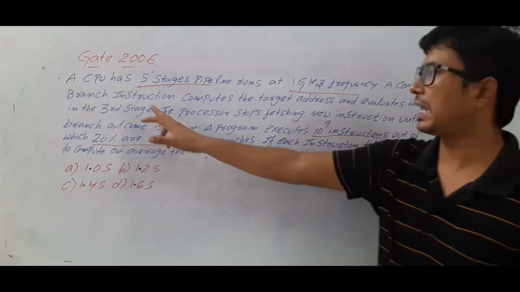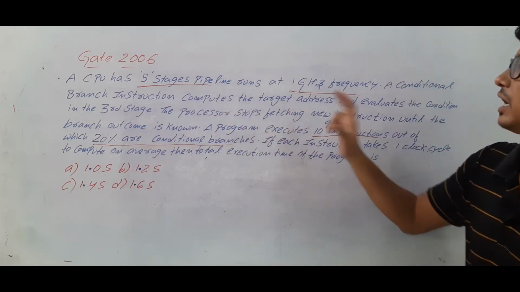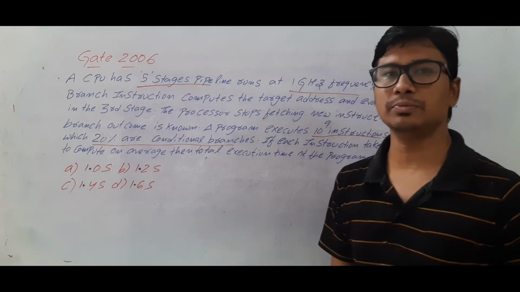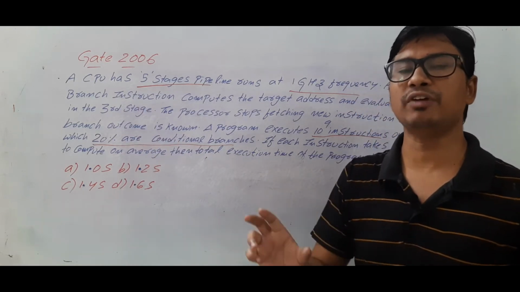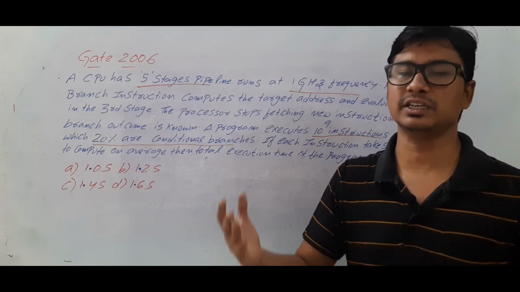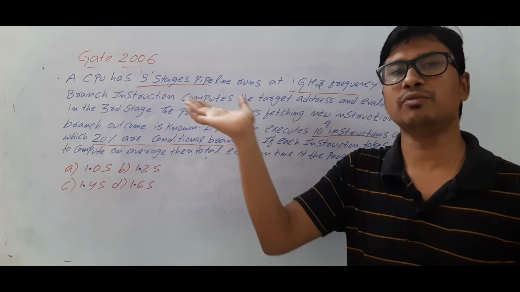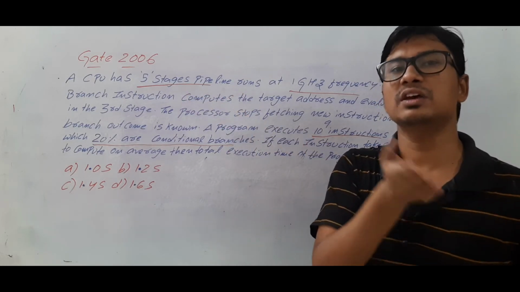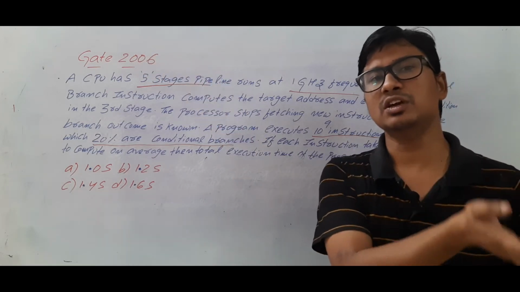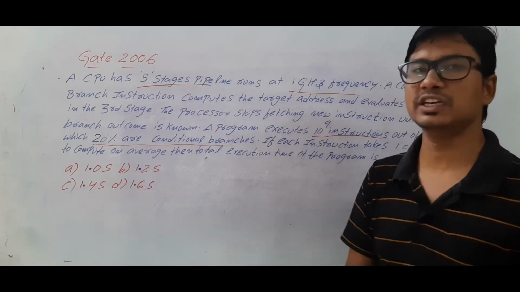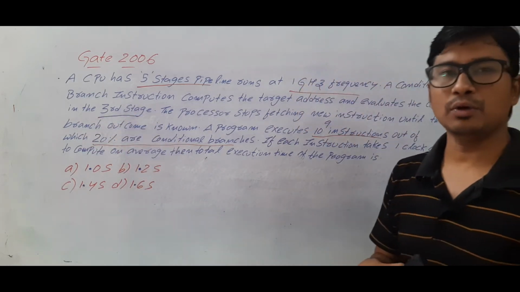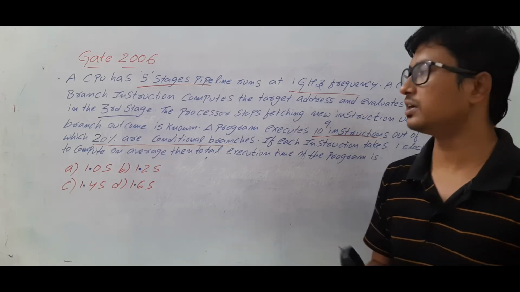A conditional branch instruction computes the target address and evaluates the condition in the third stage. What is the meaning? During the third stage, we will find the target address. If it is a conditional branch instruction, you have to check whether the condition is true or false. If the condition is true, you will execute some instruction. If the condition is false, you will execute another instruction. So after stage 3, you will come to know whether the condition is true or false.